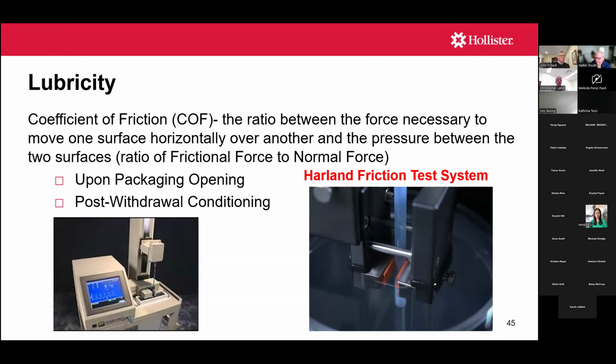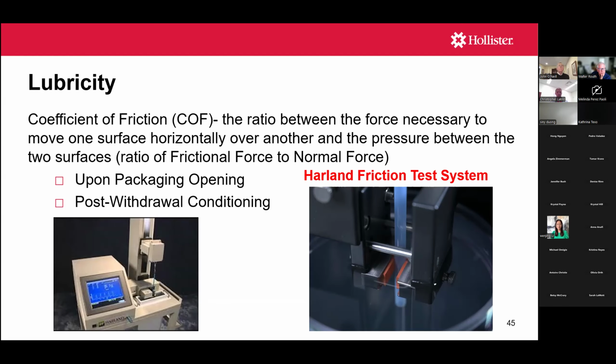So for coefficient of friction, we use a particular piece of test equipment from Harland, and essentially the catheter tubing is removed from the packaging. We do cut off the no-touch sleeve. We mount it vertically, and it's pulled up between these two rubber plates, and we're really measuring the ratio of that frictional force to the normal force. It's a dimensionless unit, coefficient of friction. Again, it allows us to assess lubricity.